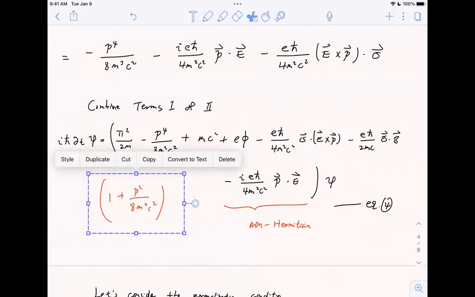Which term? It does not commute to the 1 over c squared order. There's only one term that you need to take care of. All the other terms you can just switch the order directly. Which one? No, not the last one.